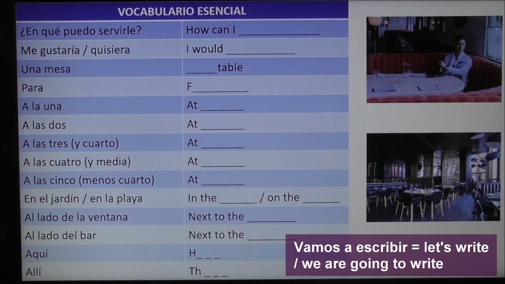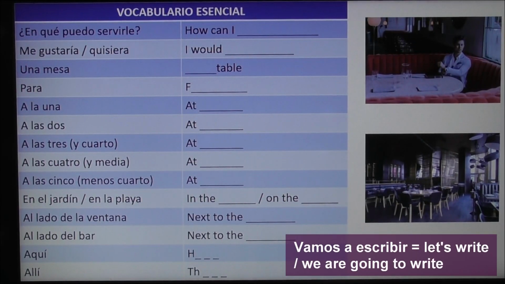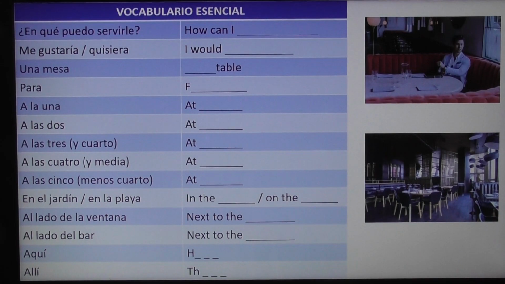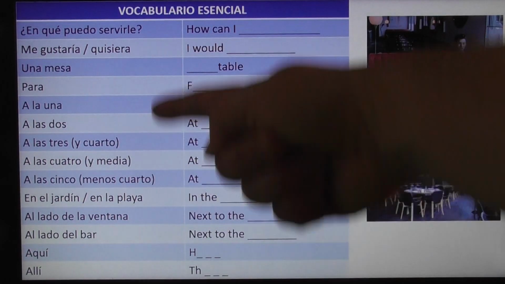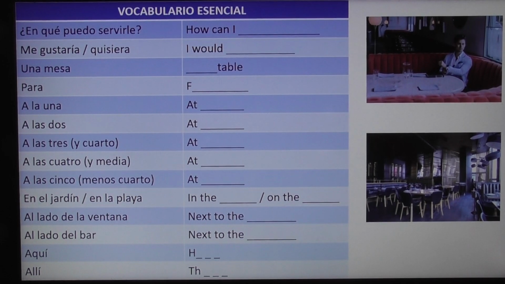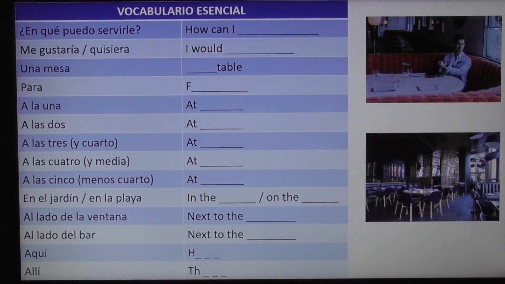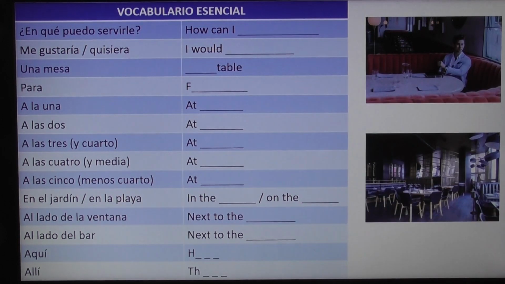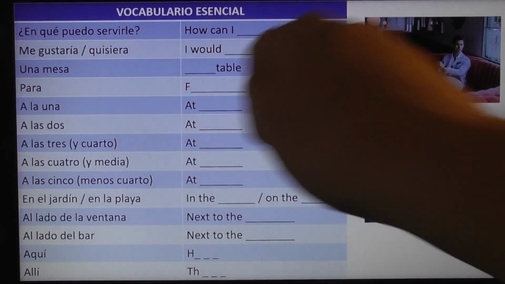Vale, vamos a escribir, okay? We're going to write now. Well, actually, you are, not me. So, a list of vocab that you're going to need to know for today's lesson and moving forward. If you could make a note of that, or print this page off, indeed, and then write down what you think the English meanings are. There are a few clues to help you.